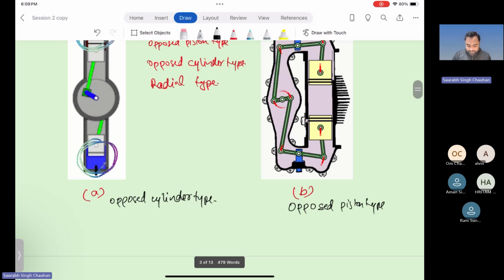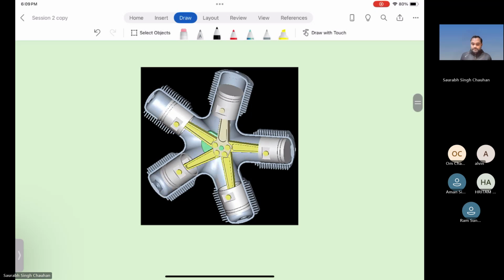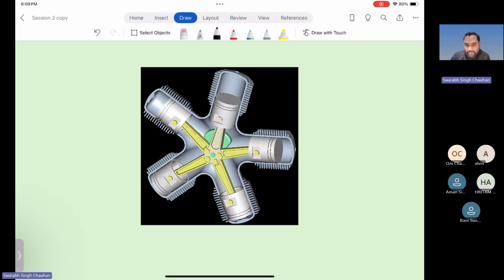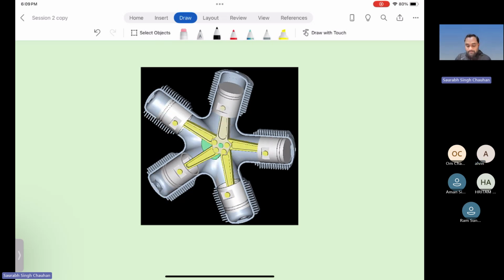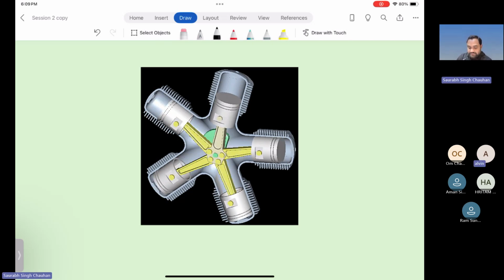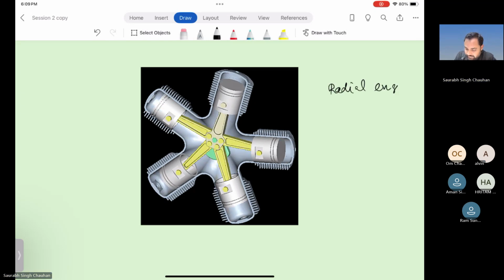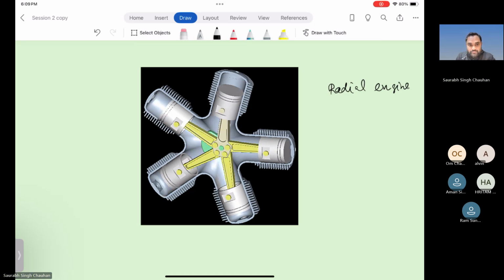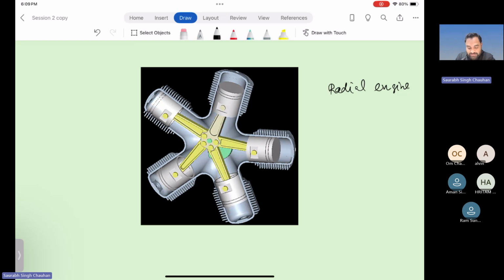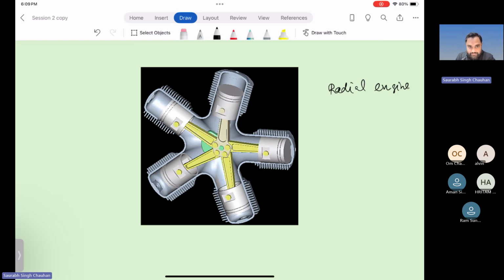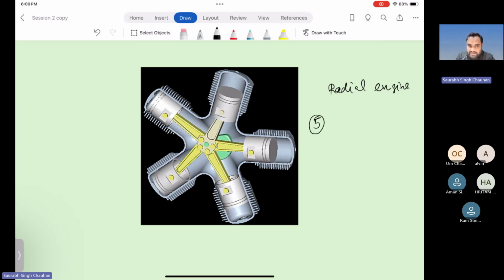If it is clear, then there is one more animation. So which type of engine is this? Opposed piston or opposed cylinder or radial engine? Yes, this is the radial engine, right? Again, there is one same crankshaft, and all the pistons are connected with the same crankshaft, right? In this engine, there are five cylinders, but there can be more than five cylinders as well.